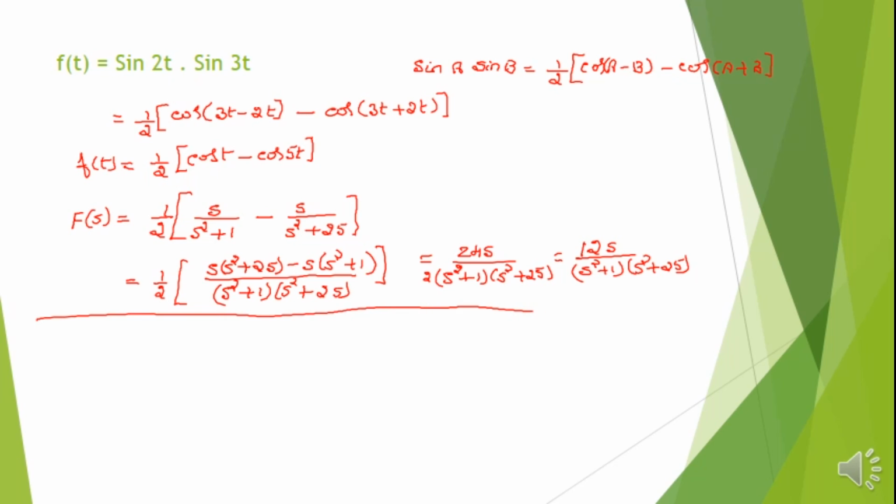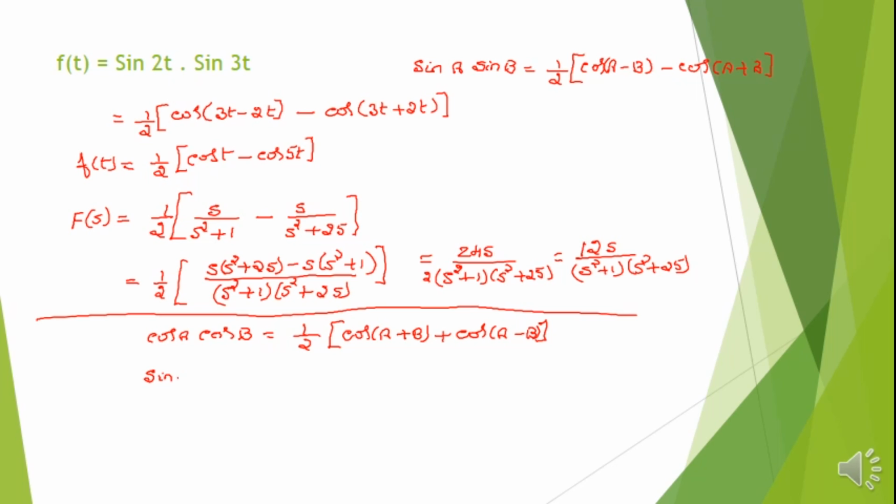Similarly, now instead of sin, if it is cos A into cos B, how to convert this? This is equal to half into cos A plus B plus cos A minus B. So we are converting the product of two cos functions into a sum.